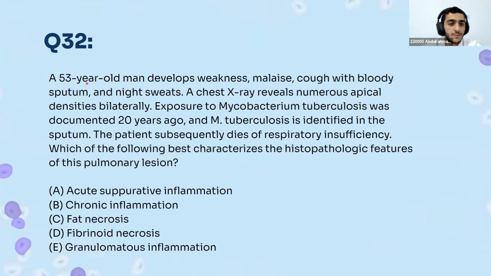All right, so a 53-year-old man develops weakness, malaise, cough with bloody sputum and night sweats. Chest X-ray reveals apical densities bilaterally. Exposure to TB was documented. Basically, the patient dies of respiratory insufficiency. Which of the following characterizes the histopathological features of this pulmonary lesion? So a bunch of E's and a bunch of B's.